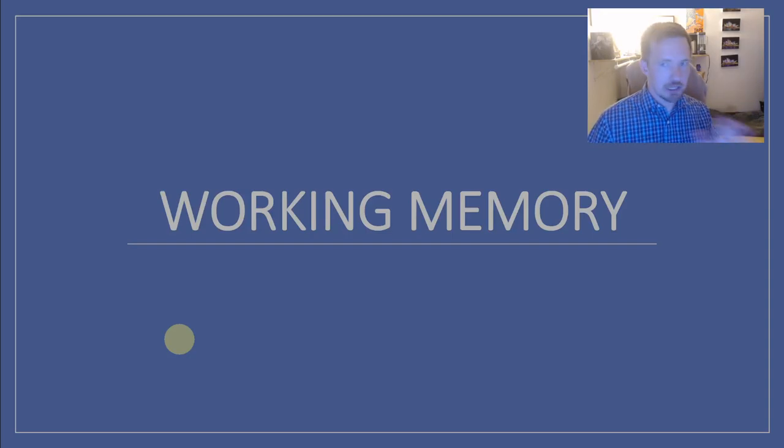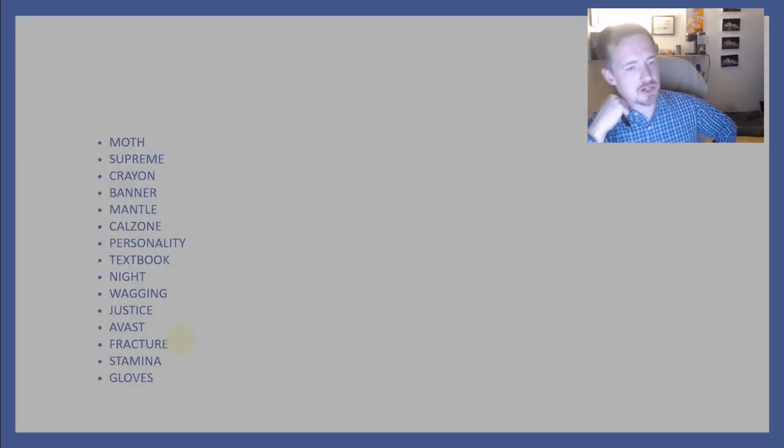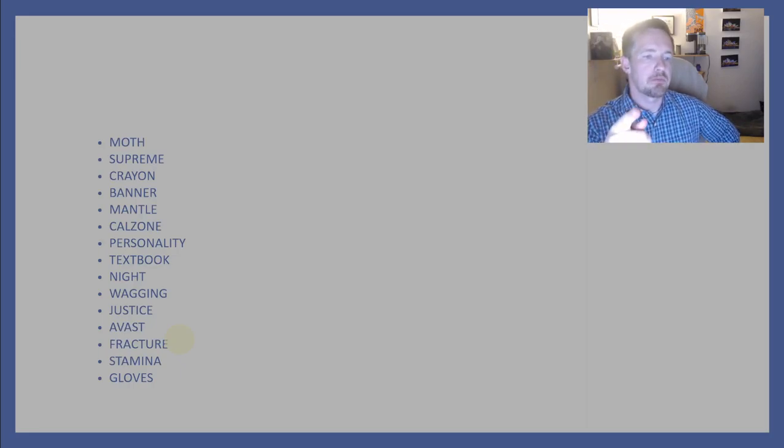All right, so I'm going to keep moving. I'm not going to take a break yet, but we're getting into the final third here, I think. I have a memory test for you. I'm going to show you these words, and I want you to do your best to remember them. Moth, supreme, crayon, banner, mantle, calzone, personality, textbook, knight, wagging, justice, avast, fracture, stamina, gloves.